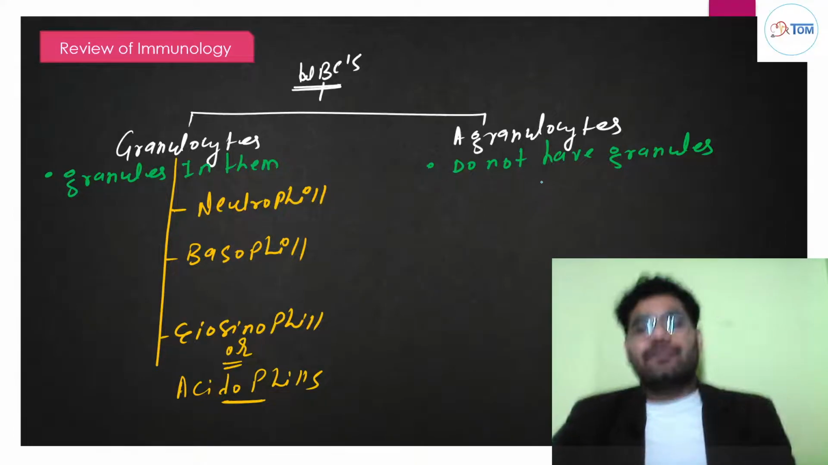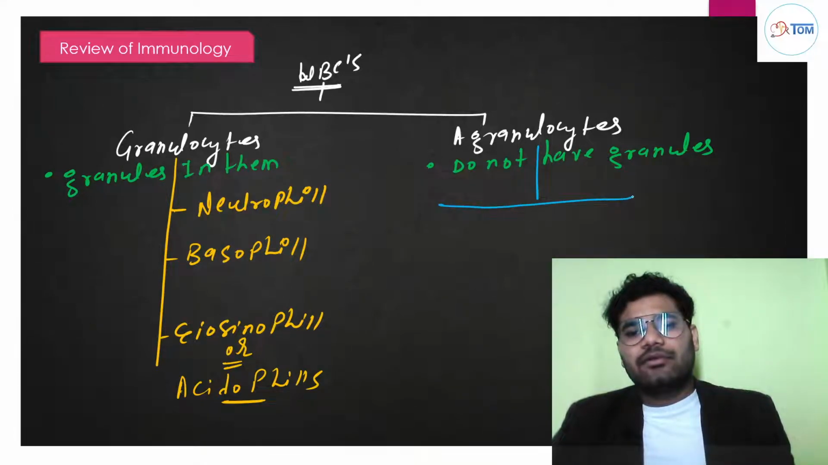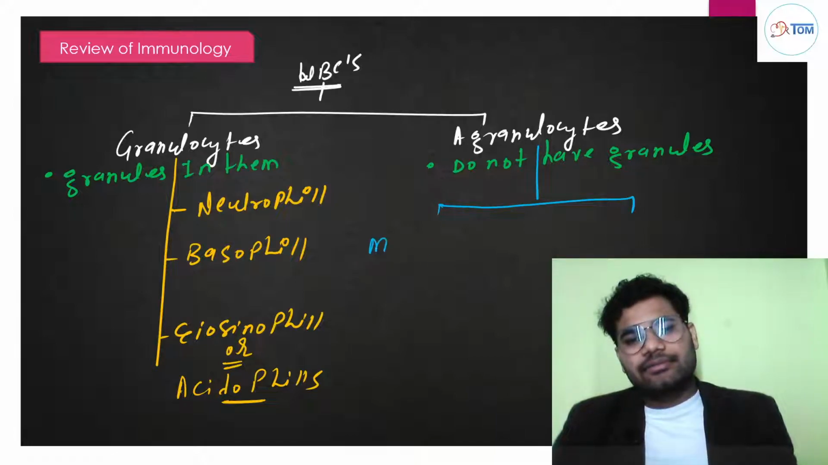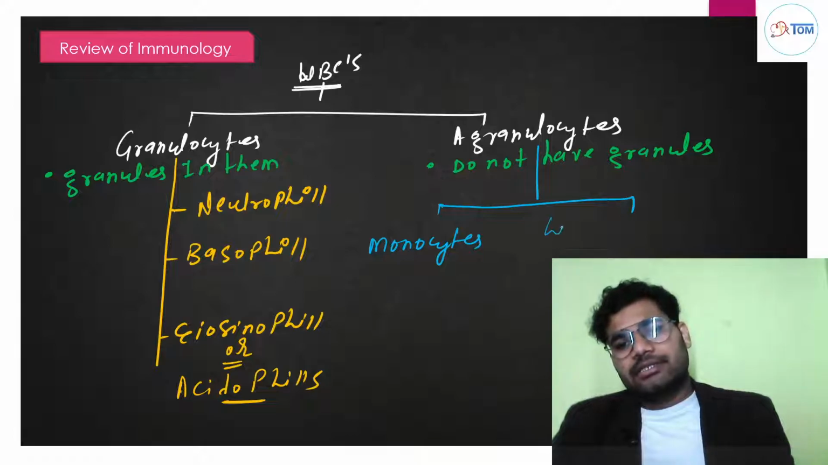Agranulocytes, we have two kinds of agranulocytes. So we have monocytes and we have lymphocytes.